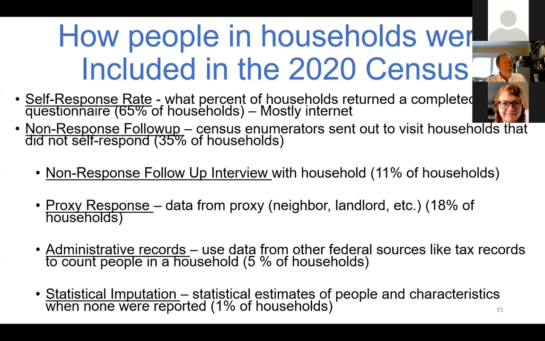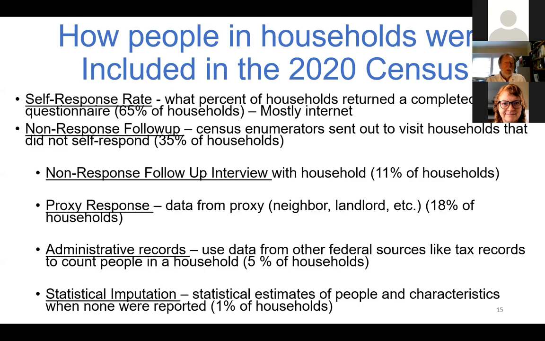So what about the 35% that didn't self-respond? The Bureau calls this the non-response follow-up, or NRFU is the acronym they use. As you can see here, 35% of the population went into the non-response follow-up universe. So as enumerators were sent out to the households that didn't self-respond, about 11% of the households got included in the census because somebody in the household responded to the census enumerator coming out to their household.